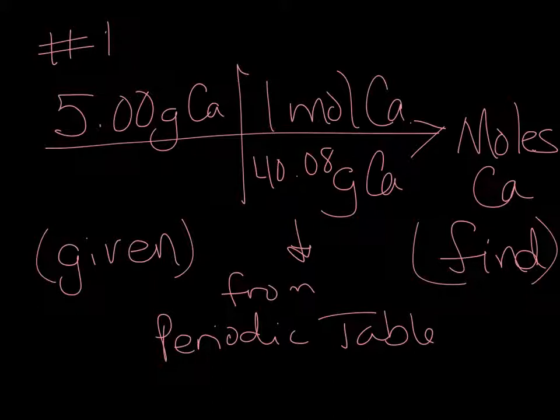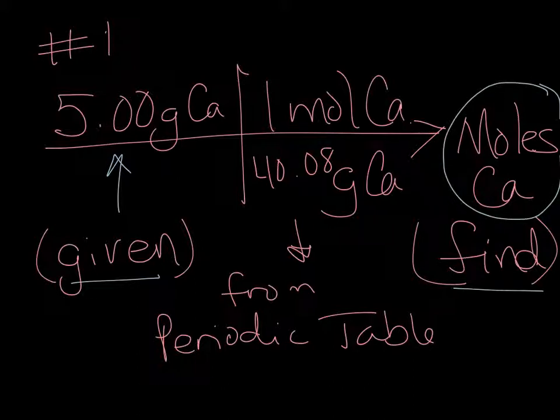So the first thing I do is write what I'm given right here, and then I write what I'm trying to find over here. So this is what I'm trying to find. And this right here is what I know to be true, and that's our conversion factor, our equivalent to 1. We can find that fraction from our periodic table.